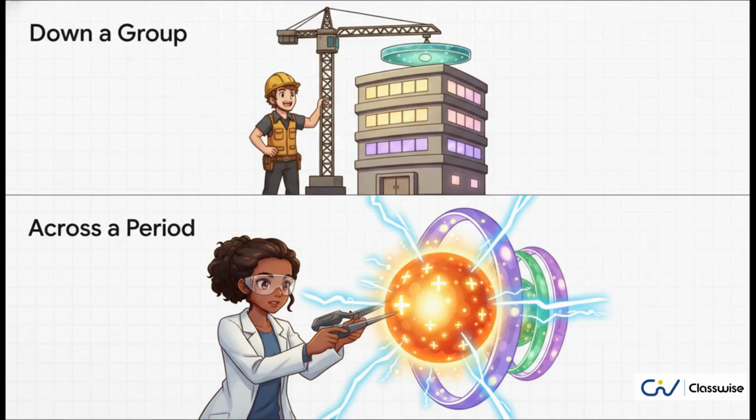But going across a period is different. You're not adding new shells, but you are adding more protons to the center. That makes the nucleus more positively charged. And that stronger positive charge pulls all those negative electrons in tighter, kind of like a stronger magnet. And that's what shrinks the atom.